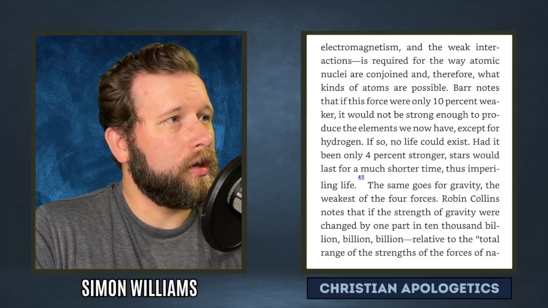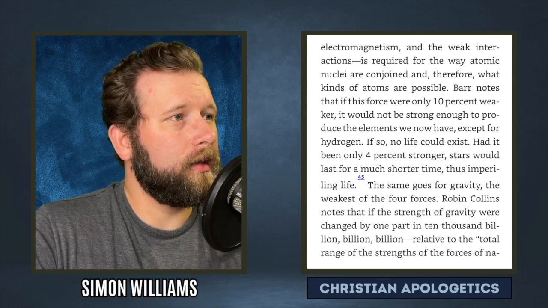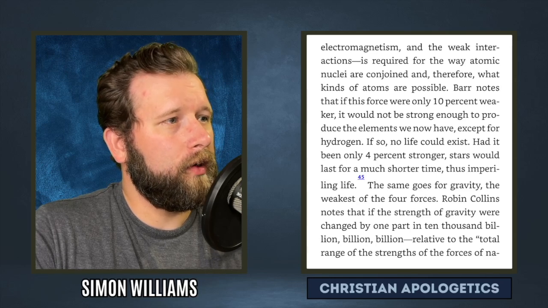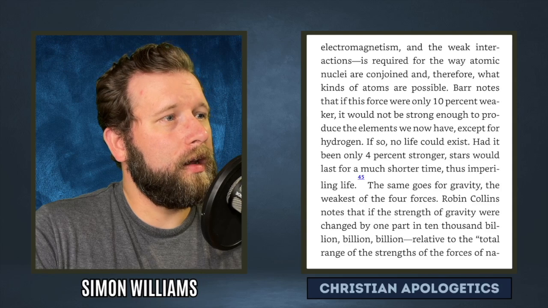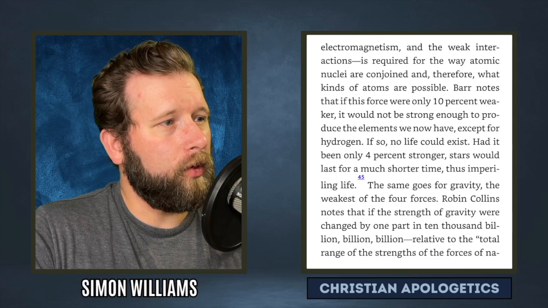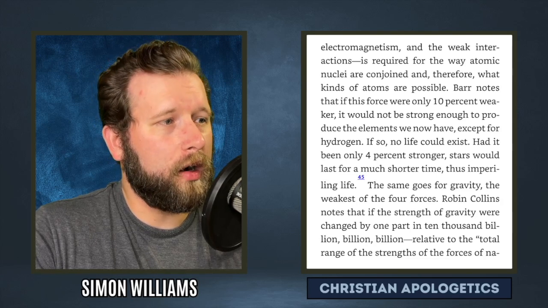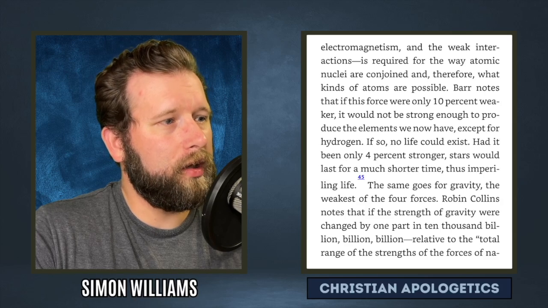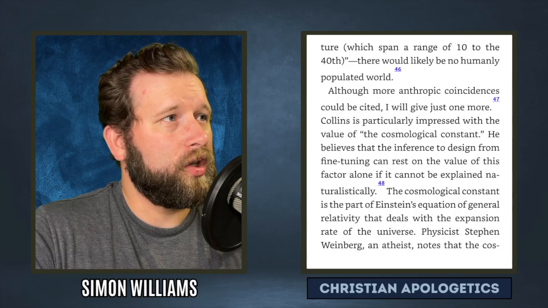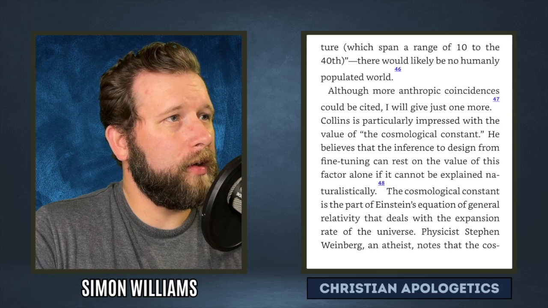Barr notes that if this force were only 10% weaker, it would not be strong enough to produce the elements that we now have, except for hydrogen. If so, no life could exist. If it had been only 4% stronger, stars would have lasted a much shorter time, thus imperiling life. The same goes for gravity, the weakest of the four forces. Robin Collins notes that if the strength of gravity were changed by 1 part in 10,000 billion relative to the total range of strengths of the forces of nature, which span a range of 10 to the 40th, there would likely be no humanly populated world.